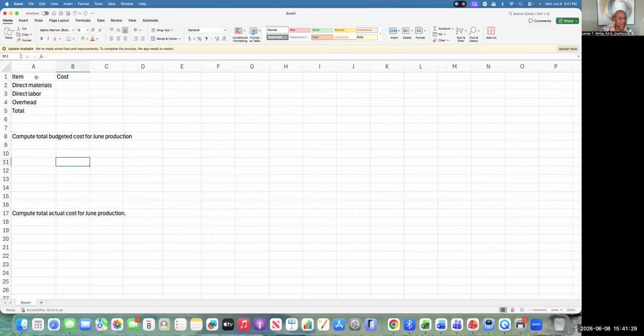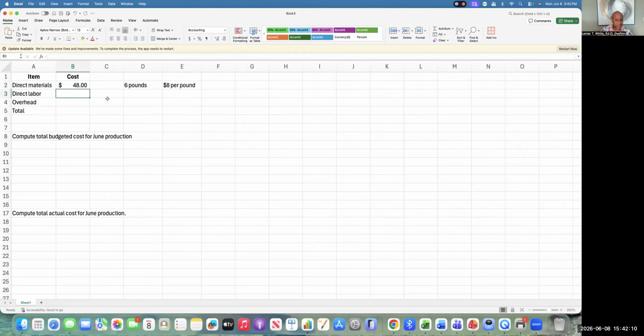You see here, I've already set it up by item and cost. Our three items that go into the manufacture of this product are our direct materials, our direct labor, and our overhead. For direct materials, each unit requires 6 pounds, and each pound costs $8. To calculate the per unit cost for direct materials, we multiply 6 times 8. So it costs $48 of direct materials per unit produced.